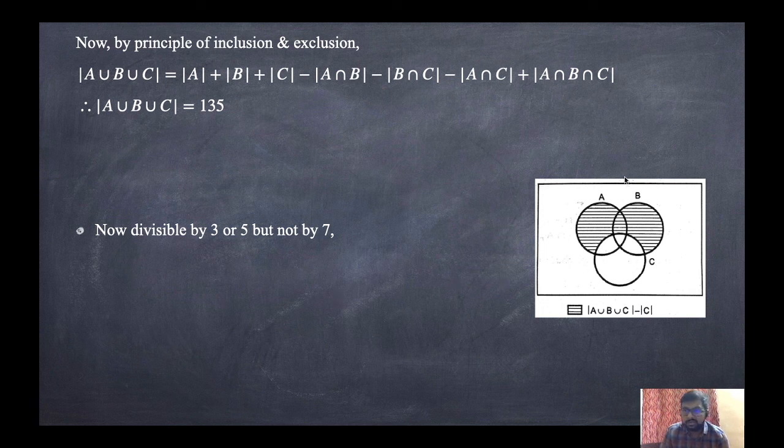So how to calculate? This portion is actually the cardinality of A union B union C, that means this whole thing, minus the cardinality of C. We are subtracting the cardinality of C, and we've already calculated A union B union C, that is 135, and the cardinality of C is 35, so it is 100.